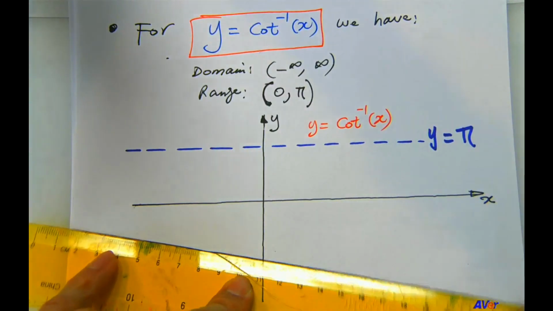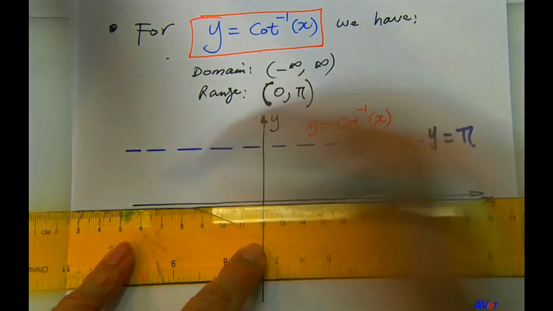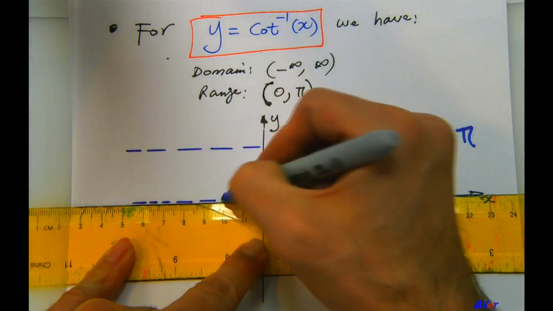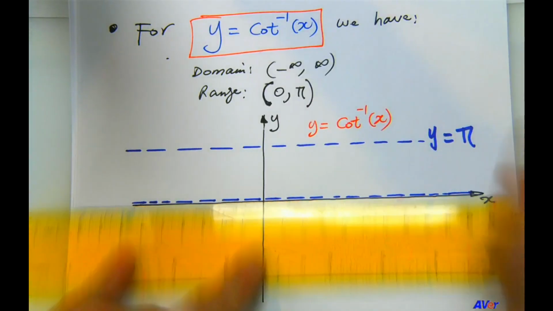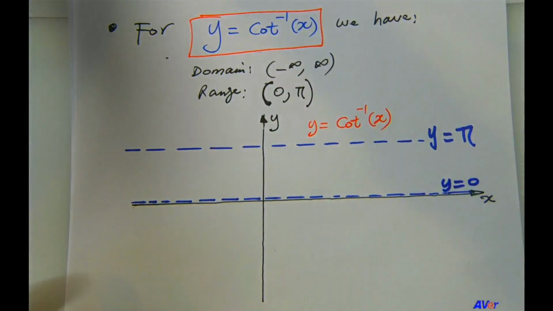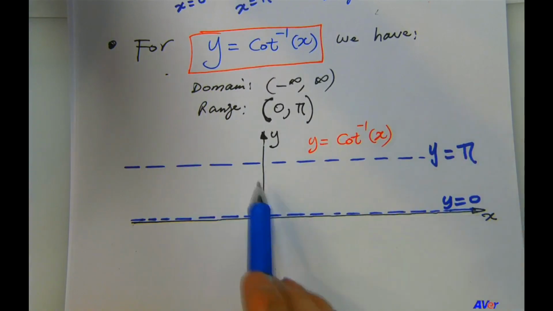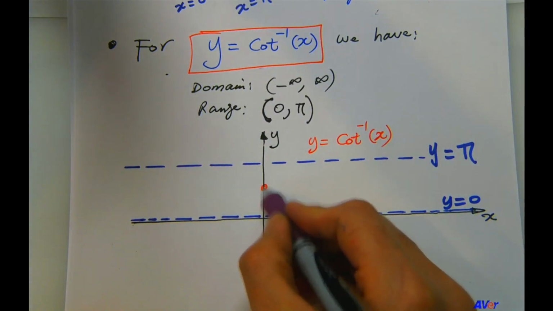This is y equals pi, and here, let me put a dashed line right on top of my x-axis because it is a horizontal asymptote, like that. And this is y equals 0. And so that's the range. We're going to be bound by these two horizontal asymptotes. And the domain is going to be negative infinity to infinity. So apparently our line is going to go like this.